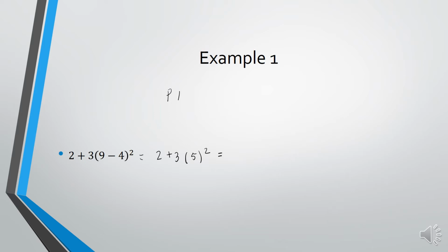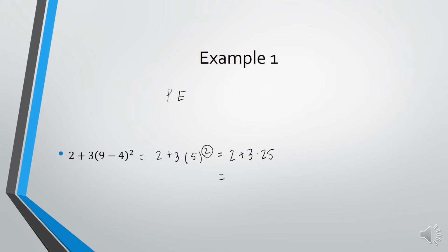Next up, exponentials. So do I have any exponentials in this problem? And I do. I have this 2. And this 2 is only connected to the 5. It's not connected to that 3 over there. So don't square the 3, just the 5. So I'll have 2 plus 3 times 25.